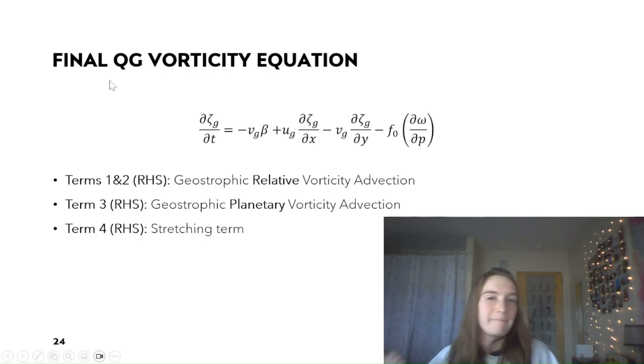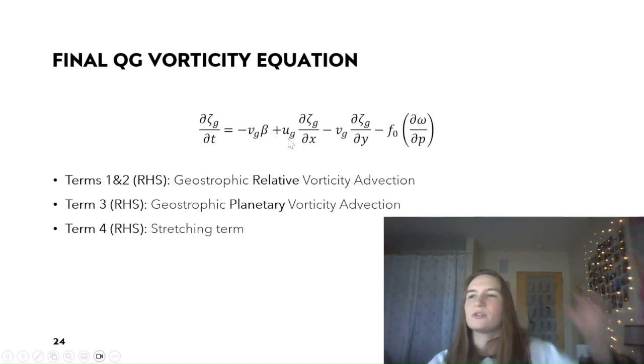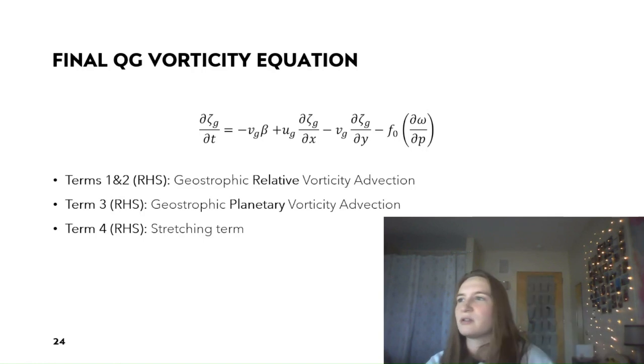All right, so this tells us that it's a tendency equation. We have that time derivative. So first term on the right-hand side, we have this beta term, and this one, we also have this geostrophic relative vorticity term in the x direction by the u wind, right? This is our geostrophic relative vorticity advection.